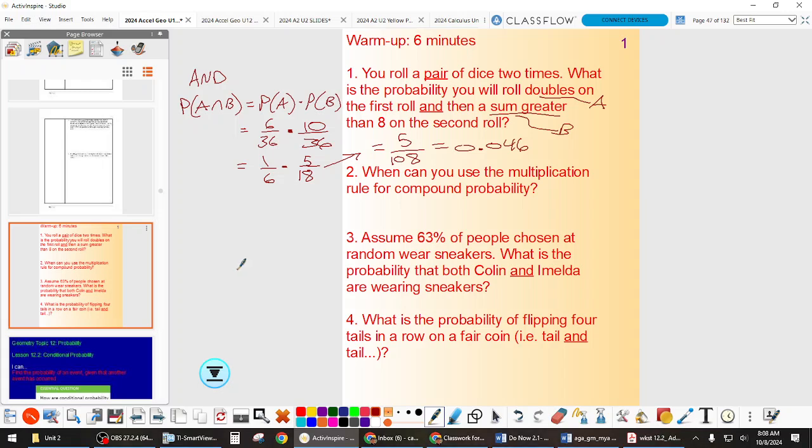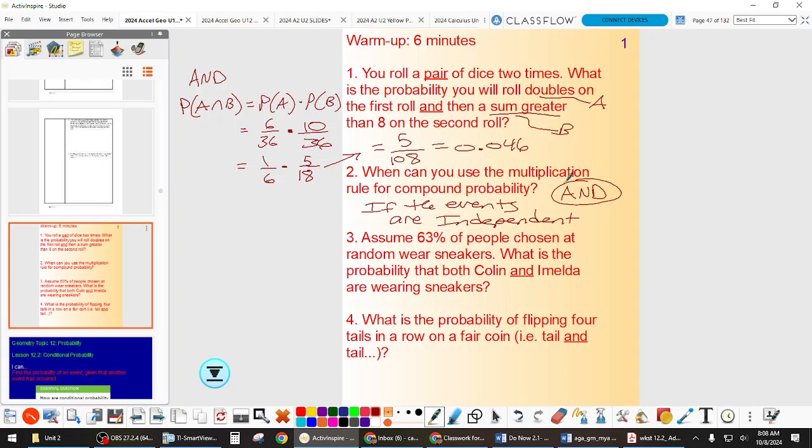Right, when can you use the multiplication rule for compound probability? If the events are what? If the events are independent, and let's say and, because if it's or, we're not multiplying.